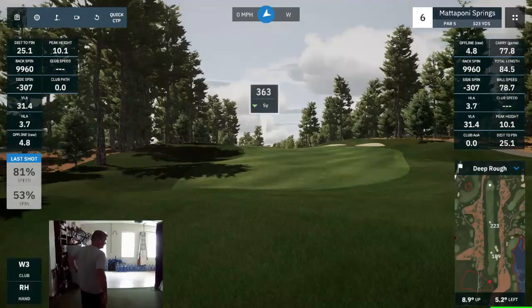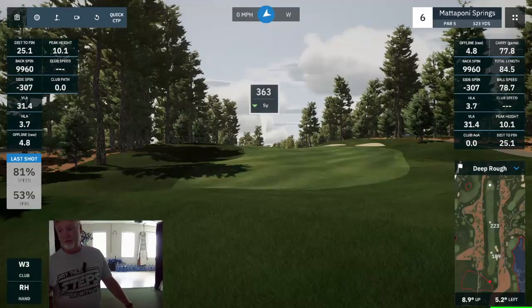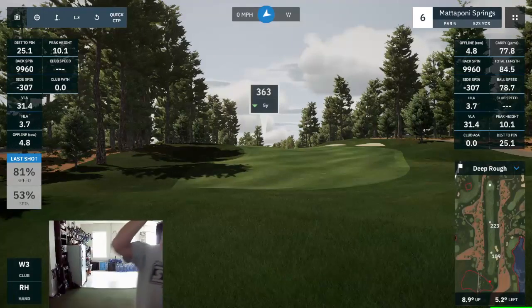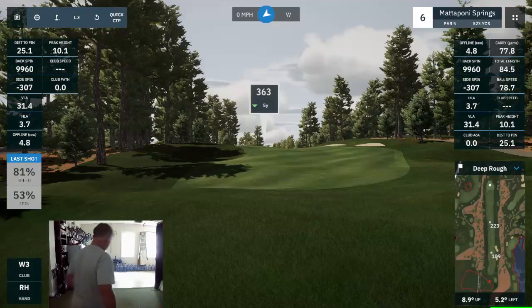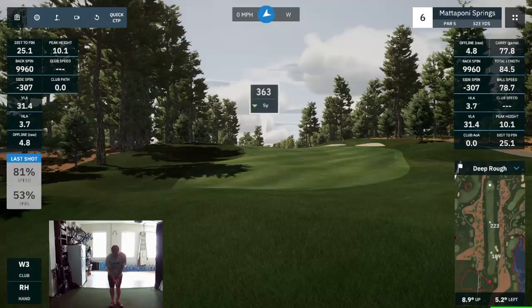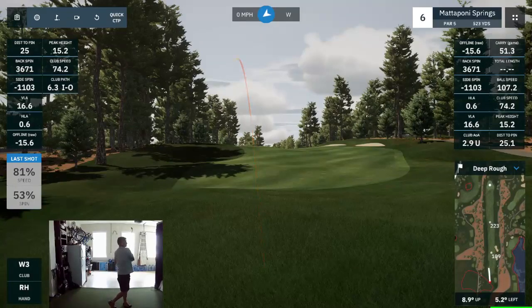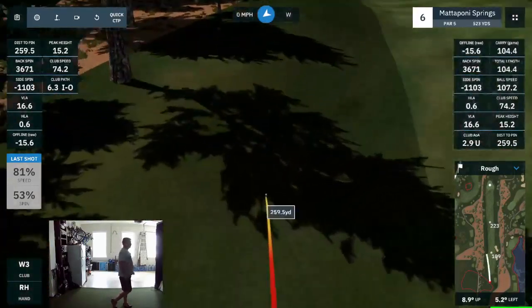All right, so I've moved to a different part of the course. And as you can see on this section, again, it's in deep rough, 9 degrees up, and 5.2 degrees left. The important piece is that it is 9 degrees up. So out of this, taking a 7-iron, let's look at that penalty.